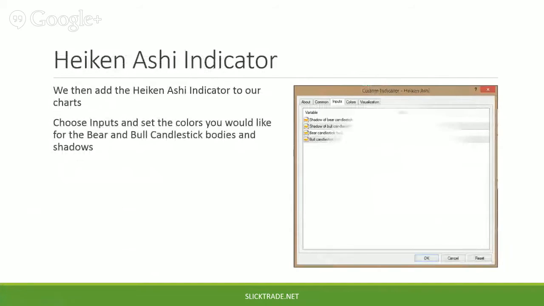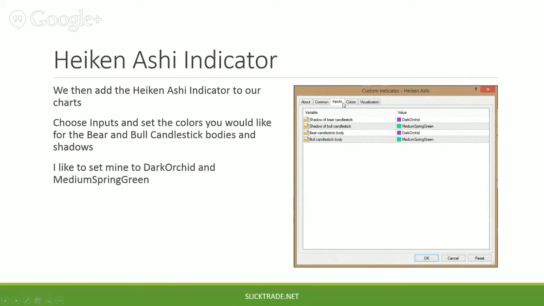Heikin-Ashi indicator. We then add this to our charts. We choose inputs and set the colors you would like for the bear and bull candlestick bodies and shadows. I like to set mine to dark orchid and medium spring green. Then choose OK to save.